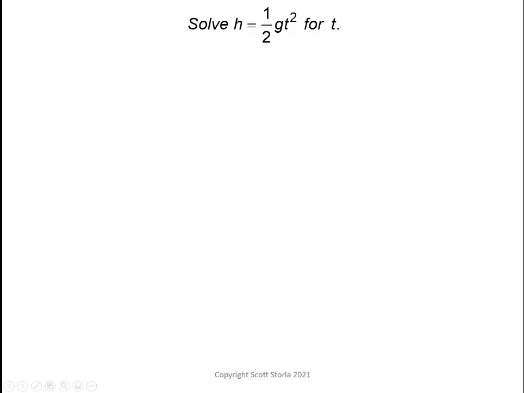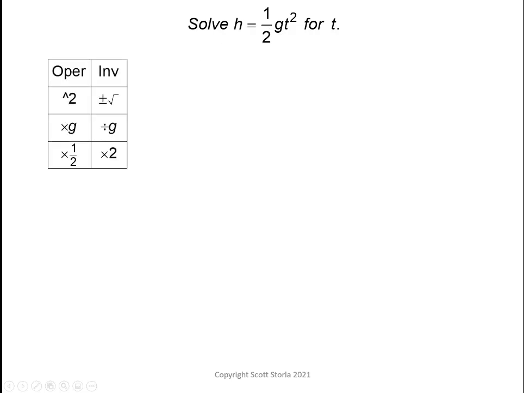Now let's continue solving literal equations. Here's your first one. See how you do. Since t is our variable of interest, then by order of operations, if t was a number, we would square first, multiply by g second, and then multiply by a half third.